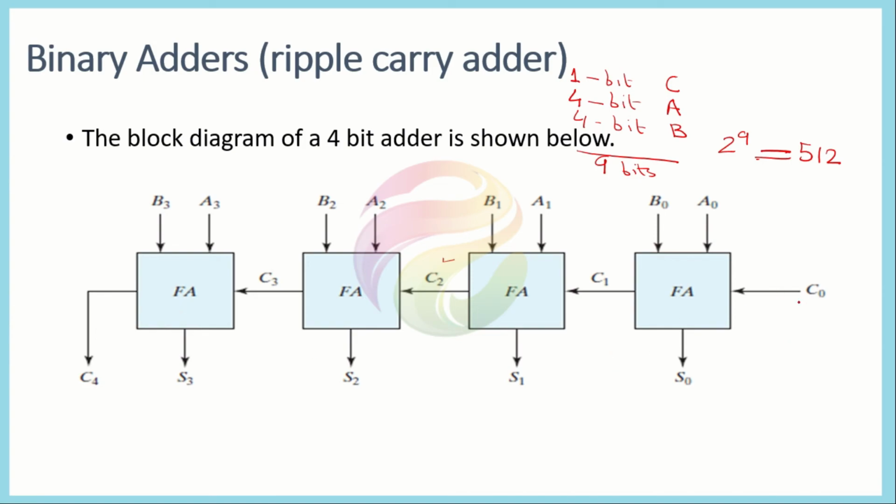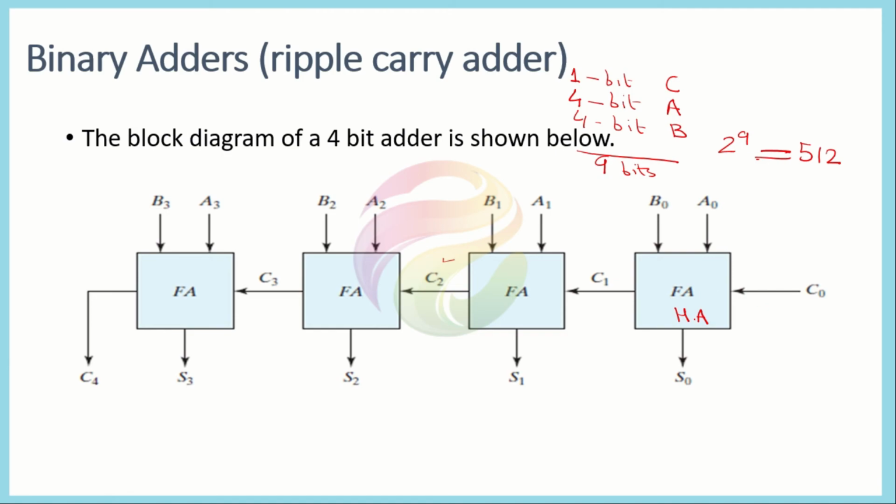As we know, for the first case, the carry in, C0, is always equal to 0, because there is no extra carry in for the first column. So if we consider it as 0, we can represent this as a half adder too. For the first one we can use the half adder, and for all the others we have to use full adders.